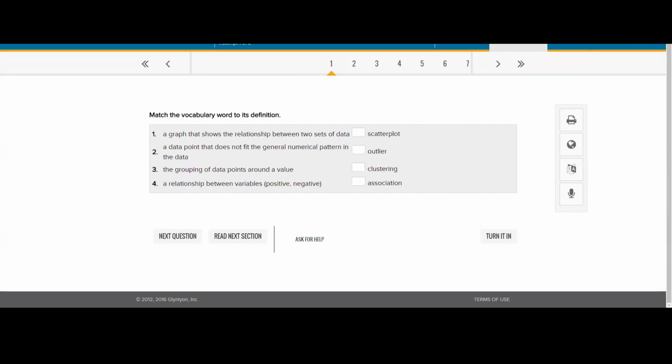Yes, what's your answer, Miggy? The first one, a graph that shows the relationship between variables, that's the scatter plot, okay? That's number one. A data point that does not fit into the pattern is an outlier, okay? That's number two. The grouping of data points around a value is called clustering, and that's number three. So then a relationship between variables, which can be positive or negative, is association, okay? Is that clear? Yes. Okay. So let's go to the next question.